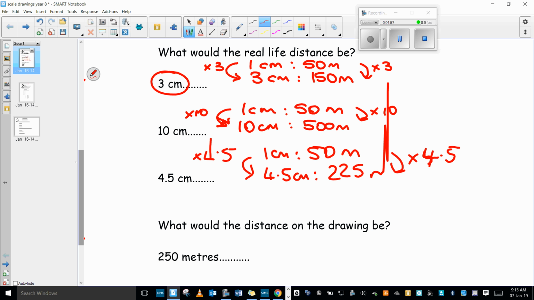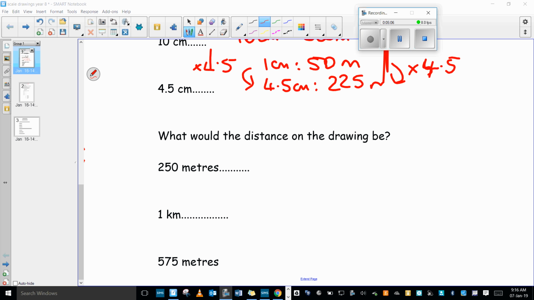Okay. So 225. Let me pause. Right, now these ones are a little bit trickier. Our scale is still the same. 1 centimetre represents 50 metres. But this time, our measurements here are not necessarily in the units that we have here. Which side are we going to put these numbers on, the left or the right? That's going to be the left.